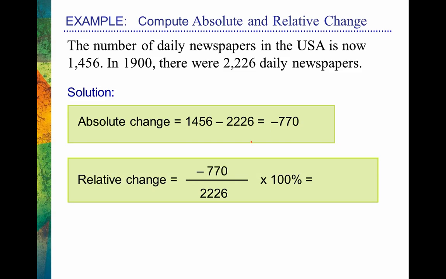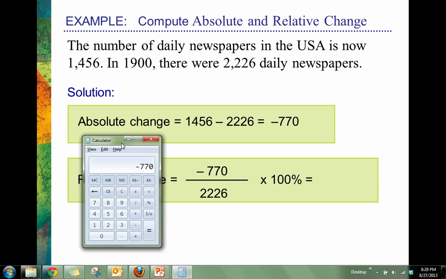So we find that difference, negative 770, divide by 2226, and multiply by 100%. Let's use our calculator. So we have already in the calculator, negative 770. I'm going to divide by 2,226, and that equals negative 0.3459. I'm going to multiply it by 100 so that we're not dealing with the decimal places anymore. So multiply by 100. And there we have essentially 34.59%, or about 35% or so.